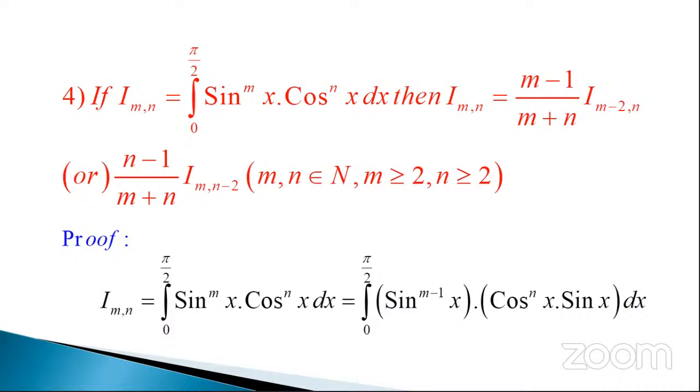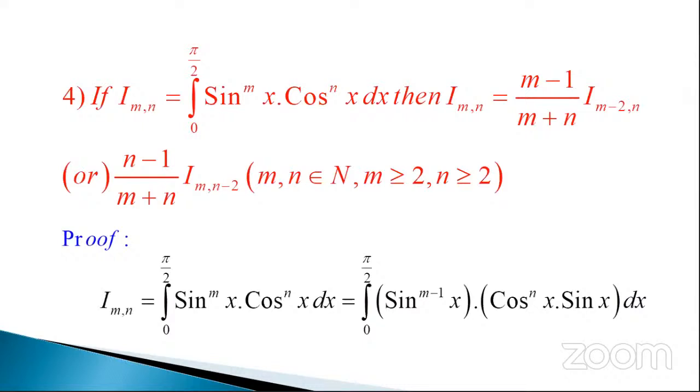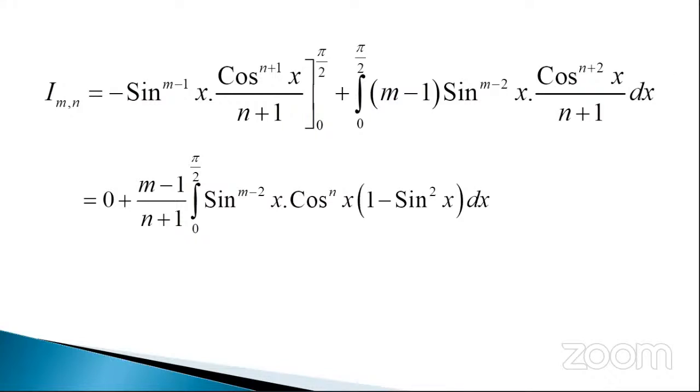once again, you observe this one. Later, we will discuss that one. Sine to the power of m minus 1 x into cos to the power of n x into sin x dx. Apply product rule. We know the product rule. Here two terms are there. This is u, this is v. The integration of this function is minus cos to the power of n plus 1 x by n plus 1. Derivative of this function is (m-1) into sin to the power of m minus 2 x into cos x. That's why here it becomes cos x into cos to the power of n plus 1 x, meaning cos to the power of n plus 2 x. The value of this function is 0.